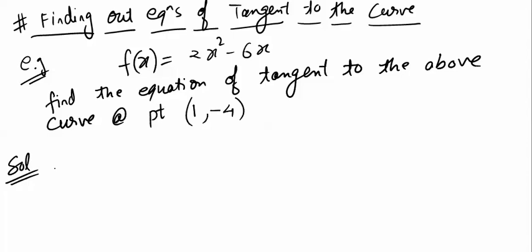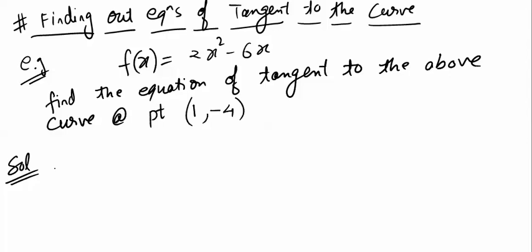How will we solve this? In the above curve, you have to find an equation of a tangent at the point 1 comma minus 4. Now try to understand what the tangent basically is. Geometrically, what is the tangent? Is it a parabola, a circle, or a straight line? It's a straight line.